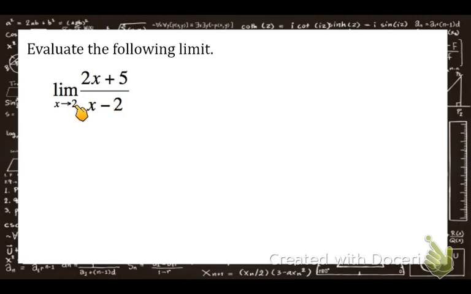On the right-hand side, if I plug in a number a little bit more than 2, like 2.1, we would get a positive on the top and a positive on the bottom. Therefore, from the right-hand side, the limit would be approaching positive infinity. Therefore, we have a vertical asymptote with the left and right-hand limits going in opposite directions. So our limit does not exist, since one goes up and one goes down.